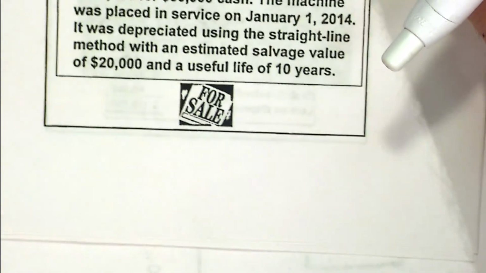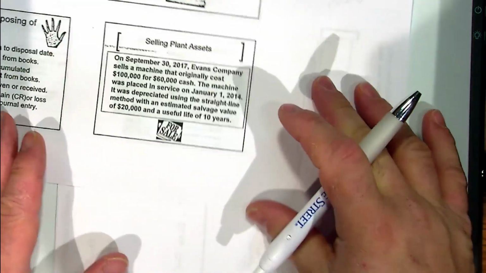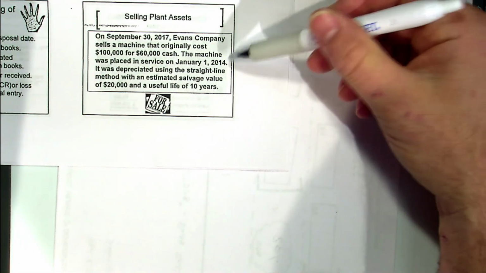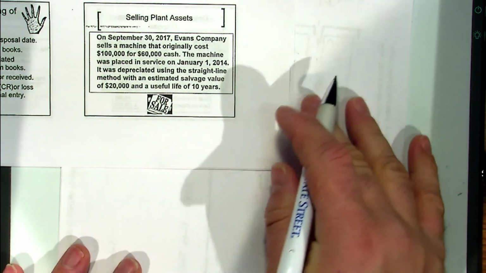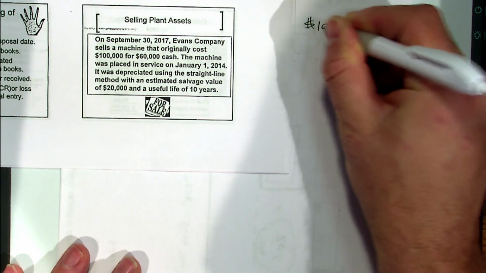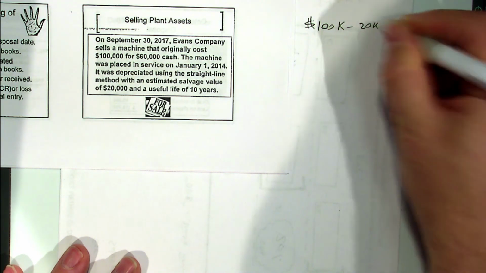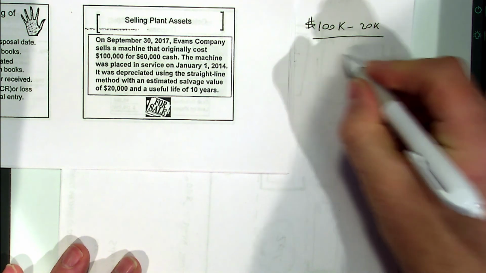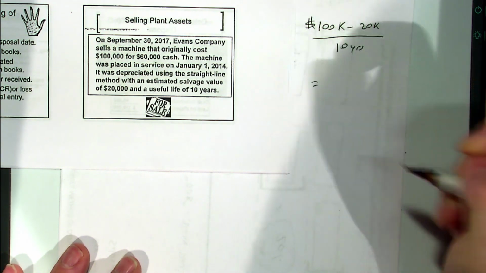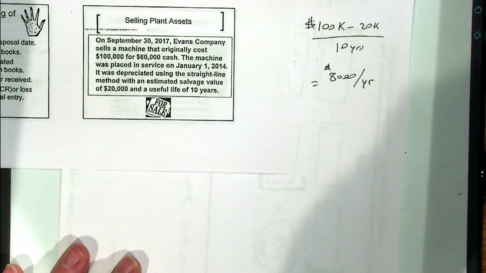So I'm going to go ahead and put this up here so we can see that original data, okay? So we bought this equipment on January 1 of 2014, right? And it cost $100,000. What was the salvage value? $20,000, right? And what was the estimated life? 10 years. So we have been depreciating $8,000 per year. Is that correct? You with me?